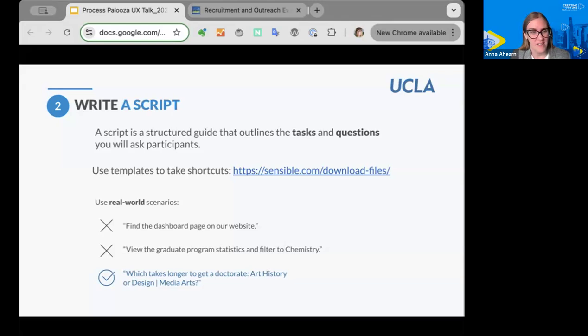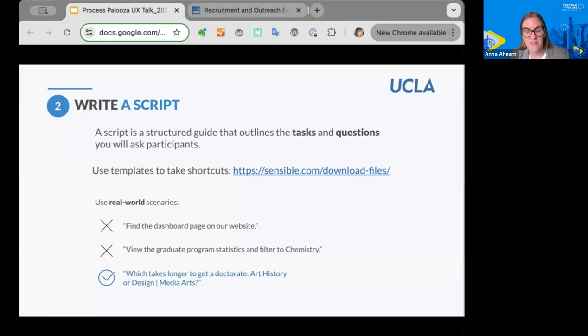Second, demographic questions, making sure that you have a diverse group of participants. Then your task scenarios: what are those top tasks you're asking them to complete? And finally, some post-task questions. Do you have any follow-up questions at the end once they've completed the task? The website listed here has a wonderful template you can use to get started. I have used it many times in the past.